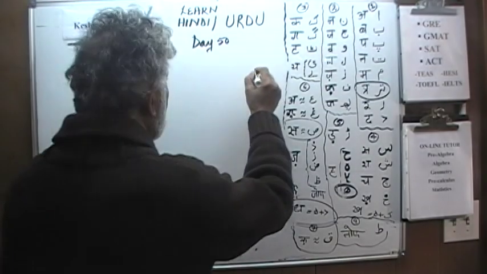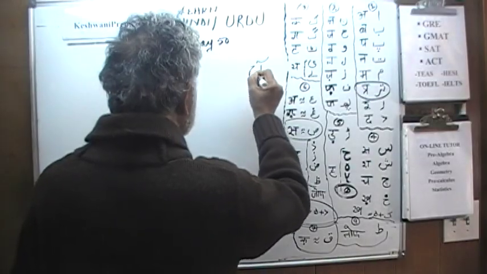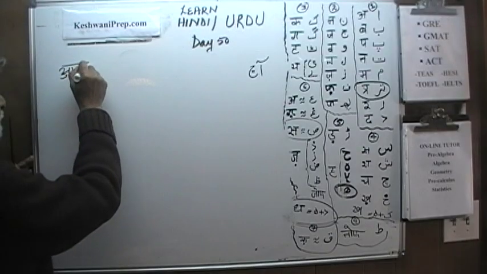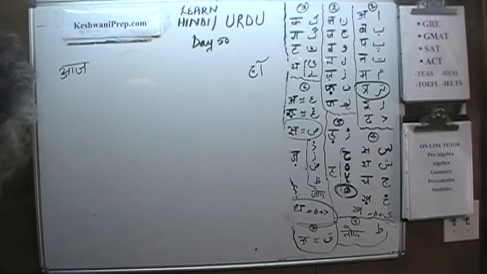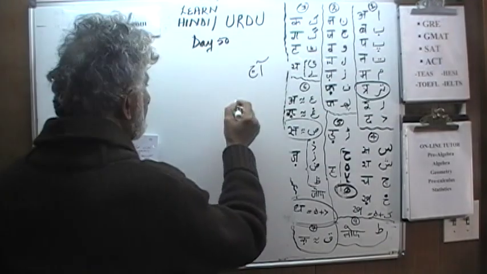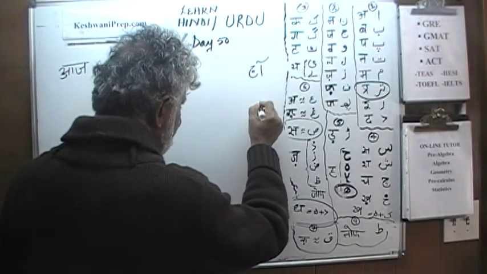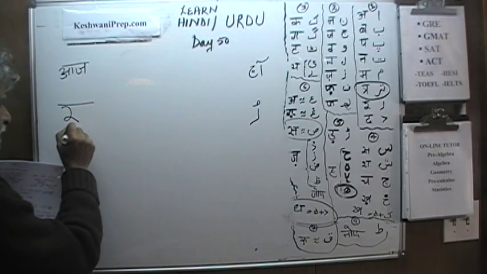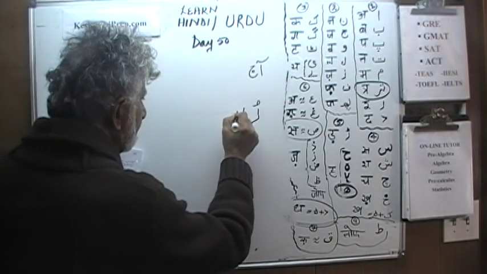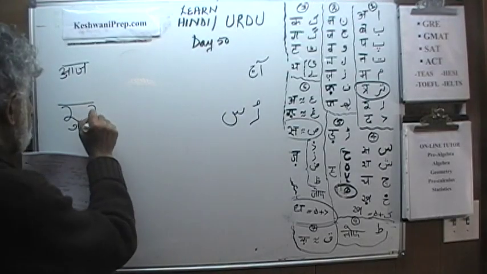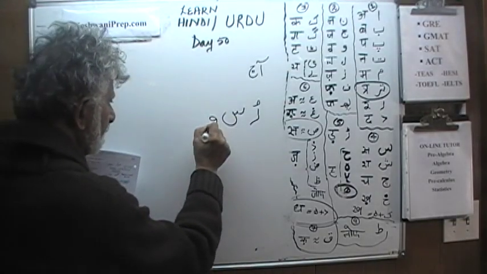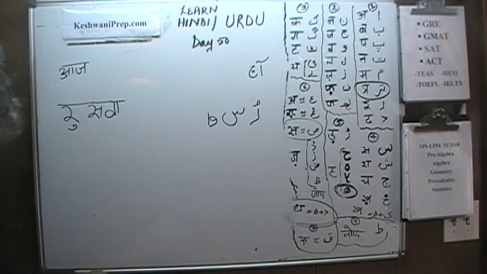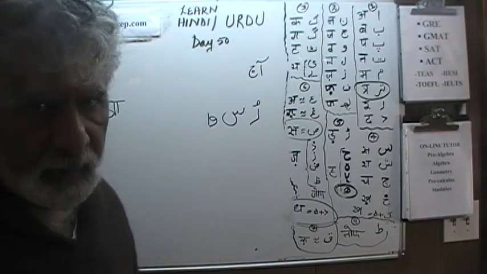The first word is Aaj. Aaj as in today. Aaj Ruswa. Re with the U ki matra. R with the U ki matra. And then Seen, and then Wa. Ruswa. We'll worry about in a second what it means.